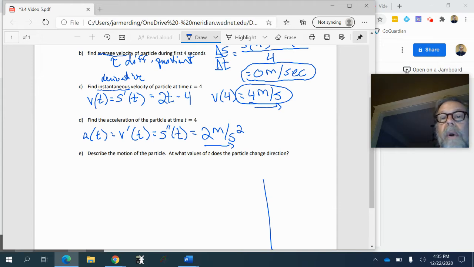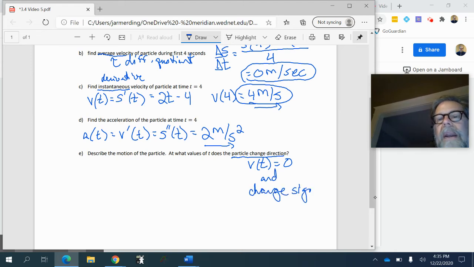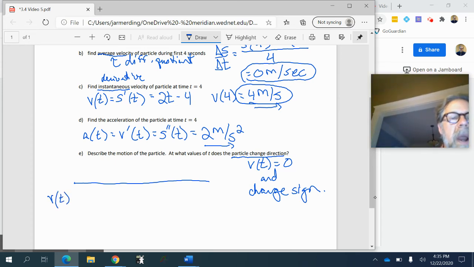At what values of t does the particle change direction? Well, change direction requires 1, that the velocity be equal to 0, and 2, it requires that it change sign. So there are 2 requirements. It has to have a velocity of 0 and it has to change sign. So what I like to do, and we're going to be doing this quite a bit, is make a little bar graph where we find out when is the velocity equal to 0, and that will allow us to then check on either side.